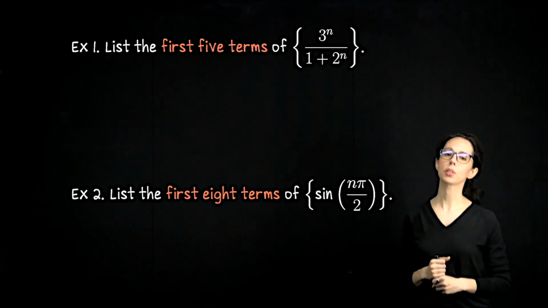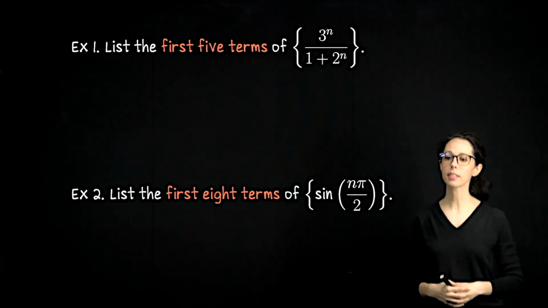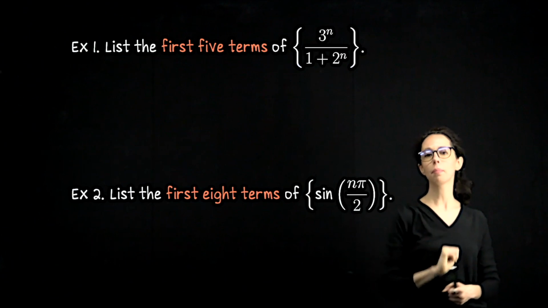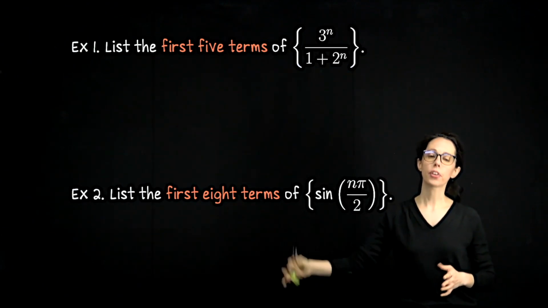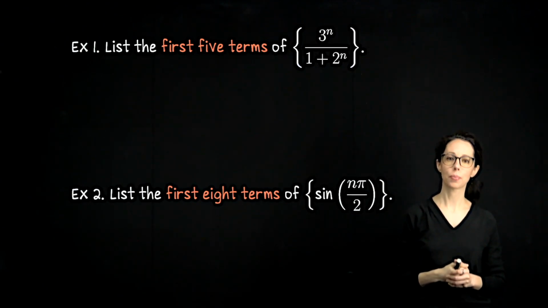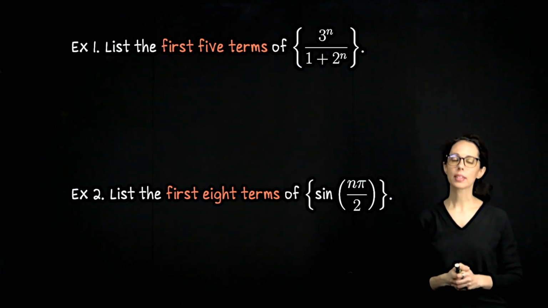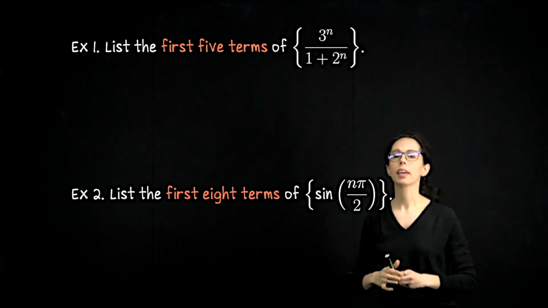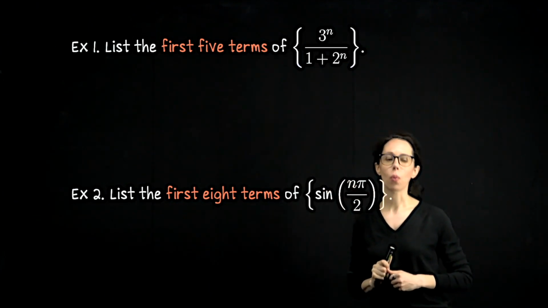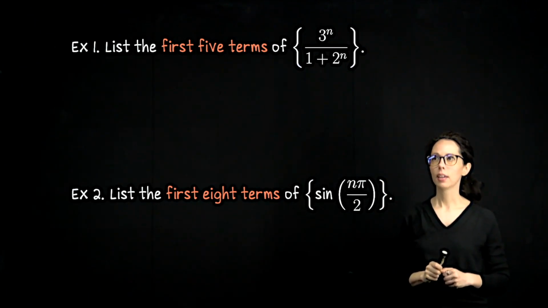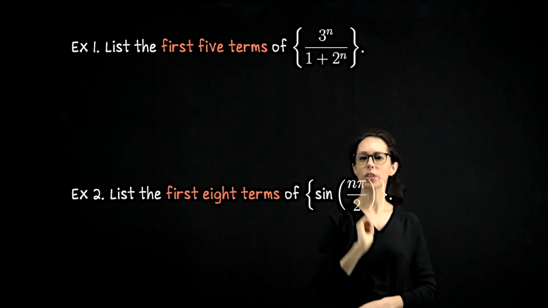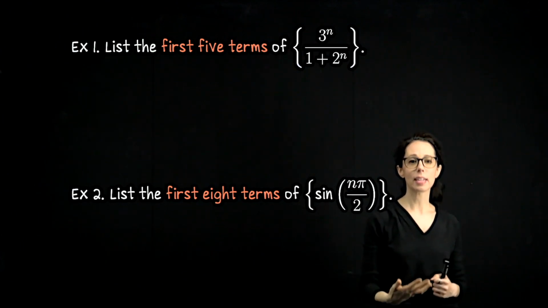In these two examples, we would like to take these sequences, which are given with a descriptive form, and list out the first few members of the sequence or the first few terms in the sequence. So our first sequence is the sequence that looks like 3 to the n divided by 1 plus 2 to the n. So here is like a recipe for every term in the sequence in terms of the index.